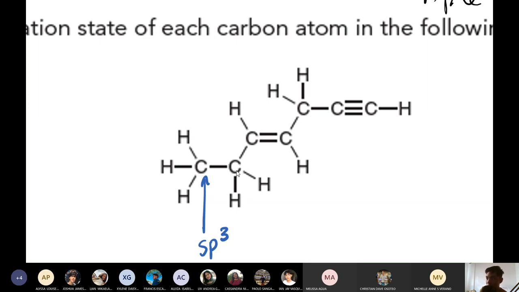How about this carbon here? Yan ay may apat na sigma, single bonds, no? Or sigma bonds, no? Isa, dalawa, tatlo, apat. So, that is also sp3 hybridized, no?